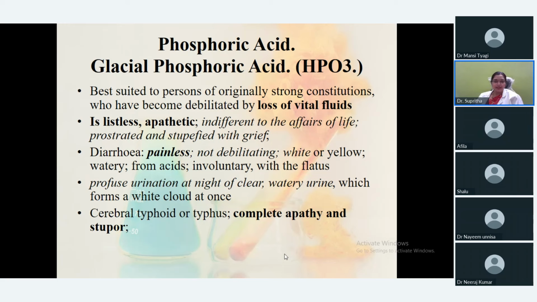Profuse urination at night of clear, watery urine, which forms a white cloud at once. So the urine is whitish cloud in nature, right? Cerebral typhoid or typhus, and there is apathy and stupor.